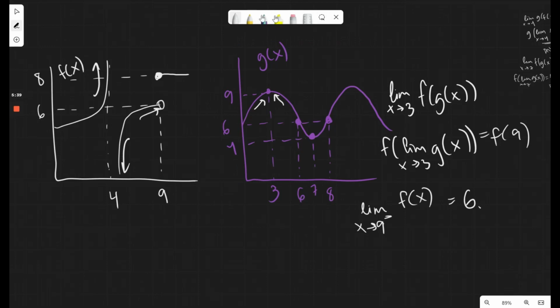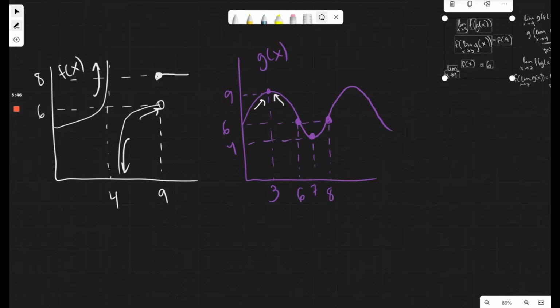Now let's talk about when the internal limit does not exist, but the total composite limit does exist. So this, for example, would be, where would it be?